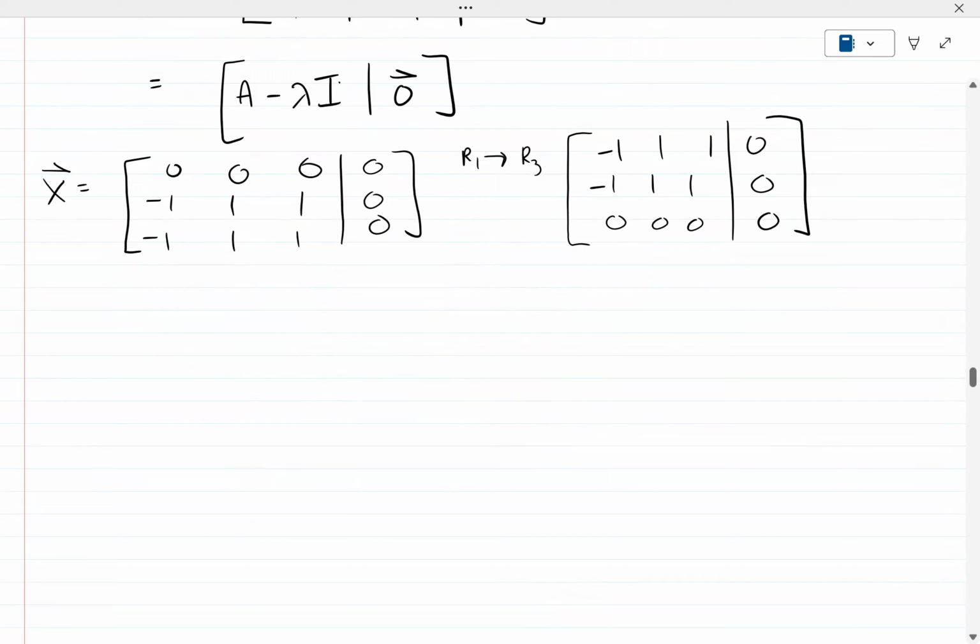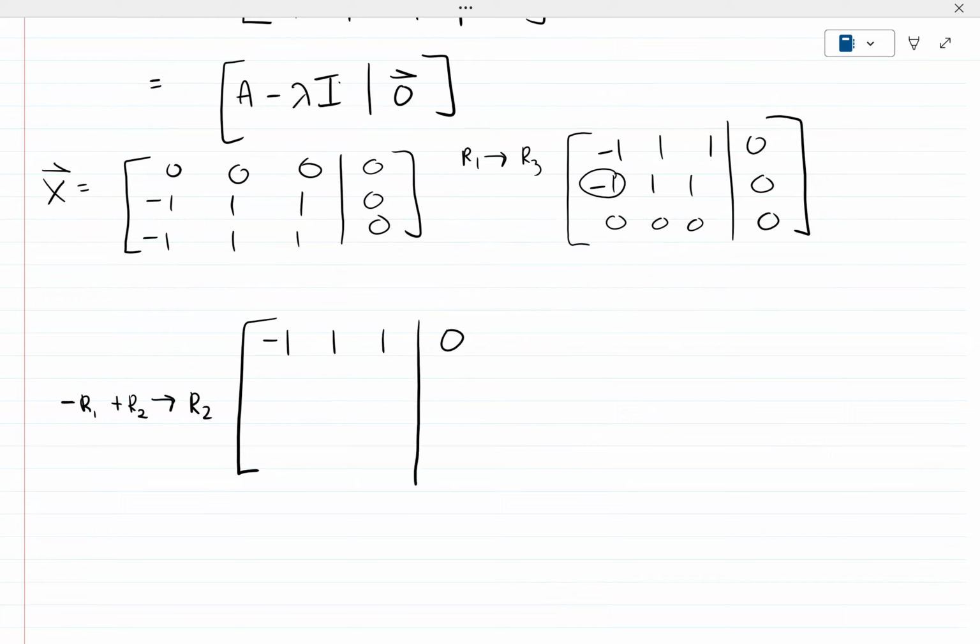Now I want this negative 1 to be a 0. So I'm going to work with row 2. It's going to be negative row 1 plus row 2, and that gives me my new row 2. And that gives me this. Row 1 stays the same, and then this is going to be 0, 0, 0, 0. And row 3 is still 0, 0, 0.